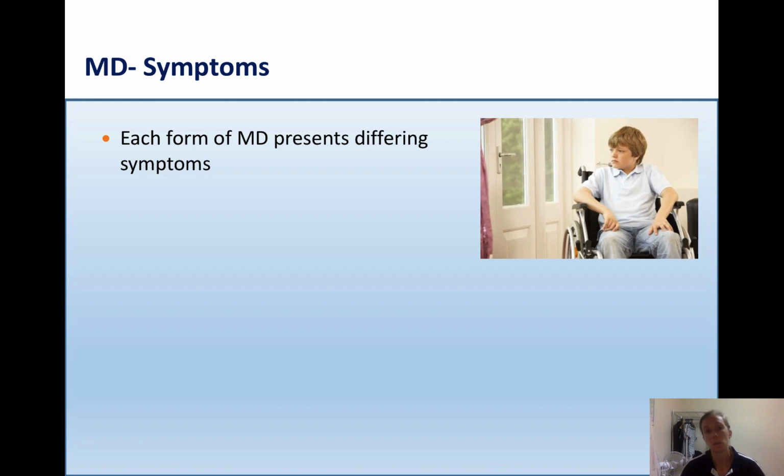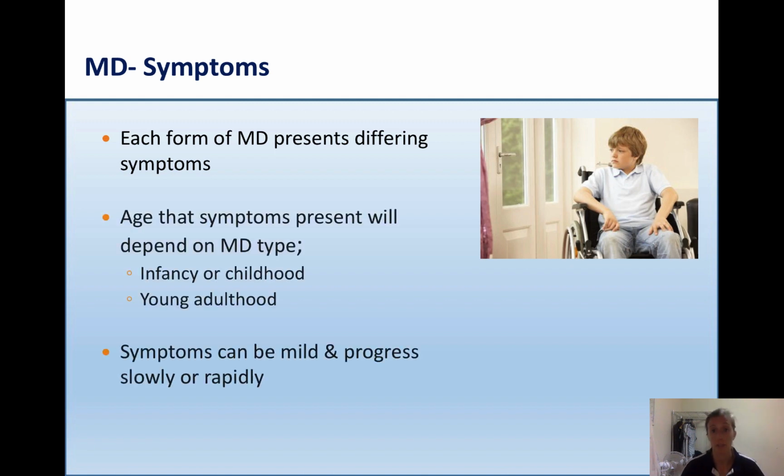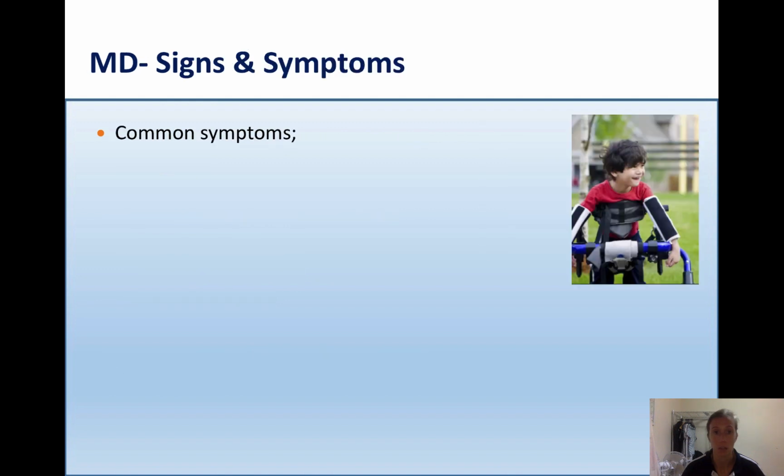So in terms of symptoms, each form of MD does present different symptoms. The age that symptoms present is going to depend on the type of MD, which we spoke to. So infancy, childhood versus young adulthood. Obviously, we just spoke to the symptom presentation and timeline of DMD. We know it's going to be a little bit later in Becker's MD. Symptoms can be mild, they can progress slowly, or they can progress very rapidly. So even within those two disease types, you're going to get a little bit of variation. It's not necessarily one-size-fits-all for every patient with the condition.